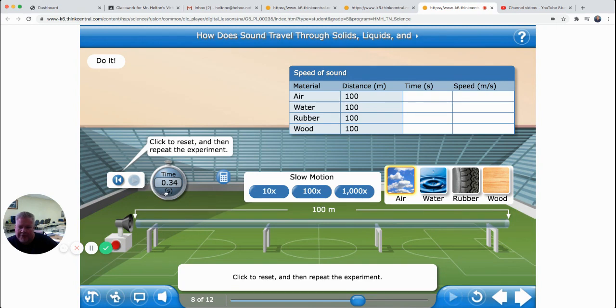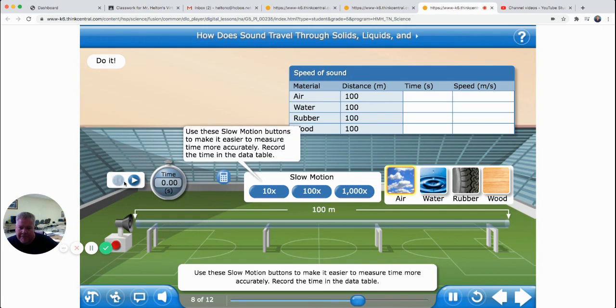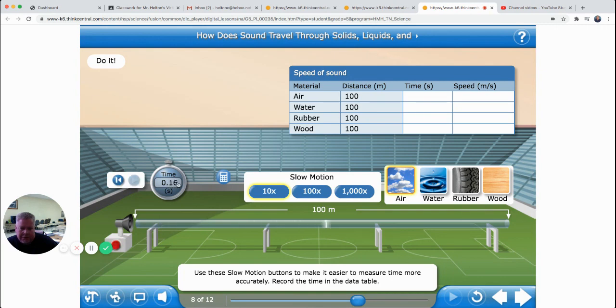Okay, so we got 0.34. Use these slow motion buttons to make it easier to measure time more accurately. Record the time in the data table. So we're going to make it slower. 0.32. Let's do 100 times slower. 0.33. 1,000 times slower.